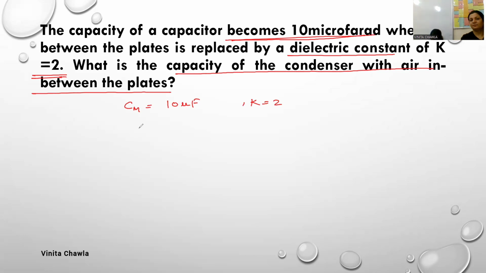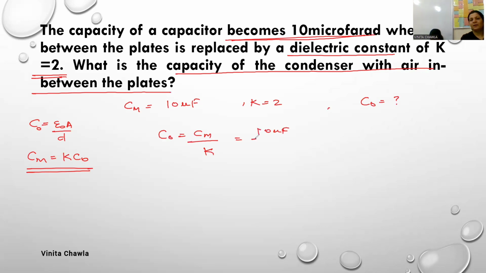What if there is air? How are they related? We know C is epsilon naught A by d. When we have air in between the plates, we write C naught, which is what we have to find out. And when we have a medium, then we write K C naught. This is how they are related. So we can find C naught as C by K, so 10 microfarad by 2. The answer is 5 microfarad.